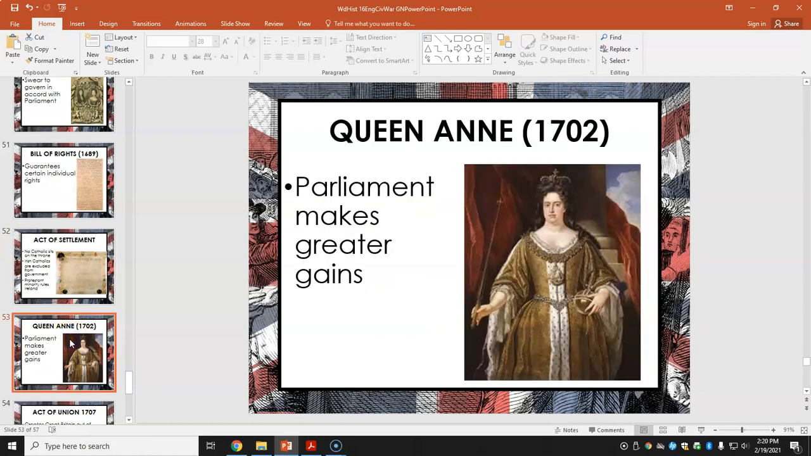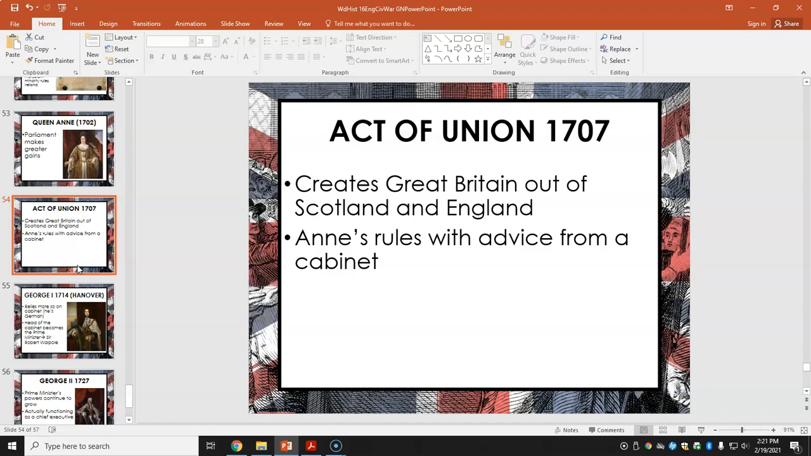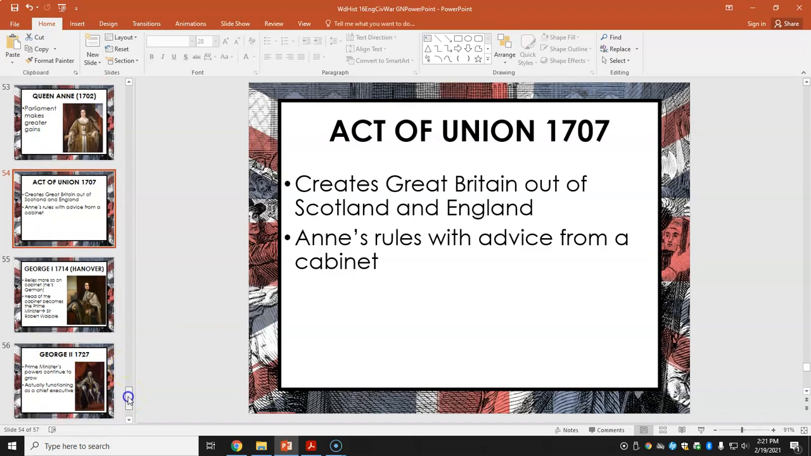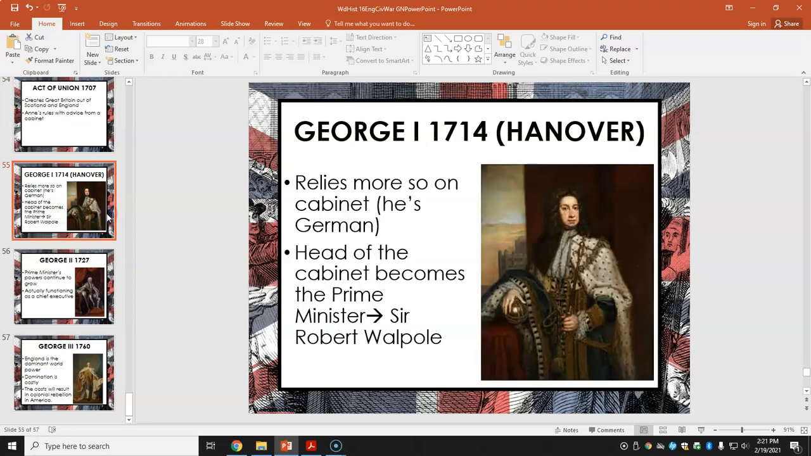Queen Anne takes over in 1702. Parliament also, during her rule, makes greater gains. We have the Act of Union in 1707. It creates Great Britain out of Scotland and England under Queen Anne's rule with advice from the cabinet. So this was actually kind of under her rule. They created this union between Scotland and England, and that is where we get the term Great Britain, and that exists today.